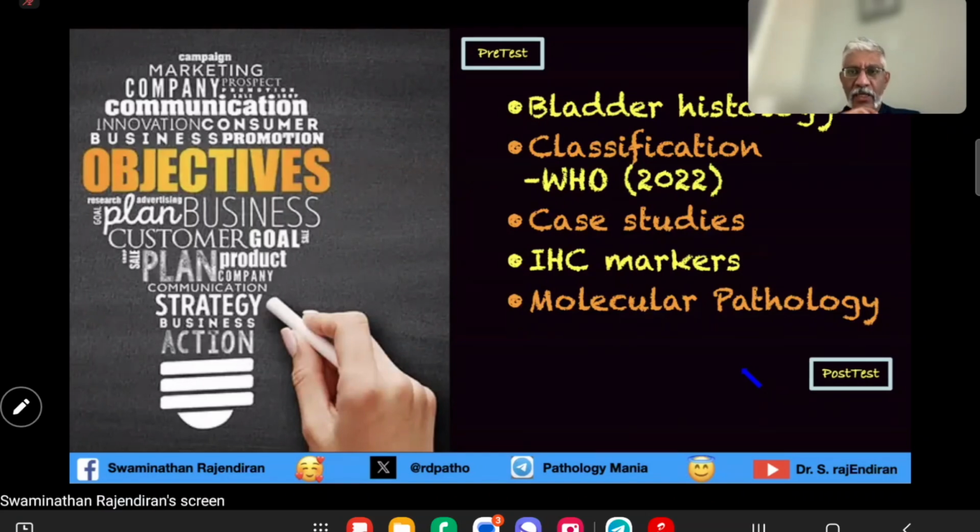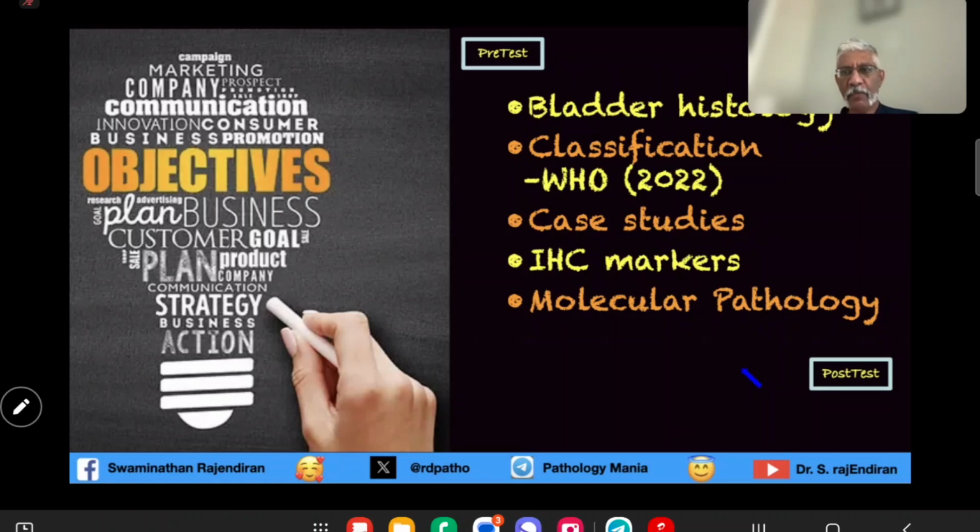And then let us see a series of cases, and I will try to tell you how to approach after seeing the cases. We will go through what are the important IHC markers in bladder pathology. And without molecular features, any pathology talk is very incomplete now, because we are heading towards targeted therapy. For that, molecular features are very, very important to understand and to help the patient and the clinicians.